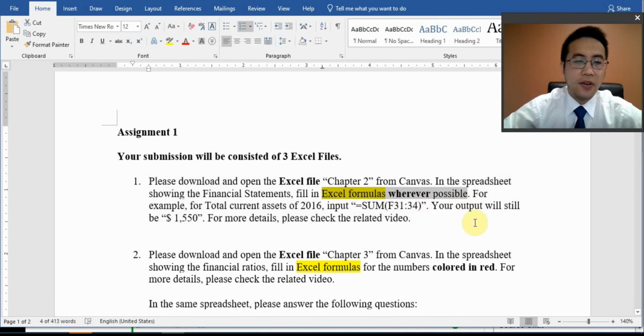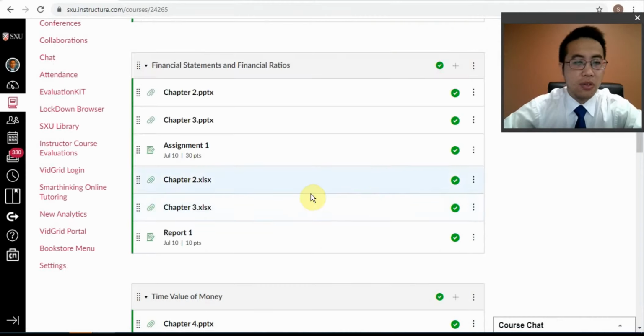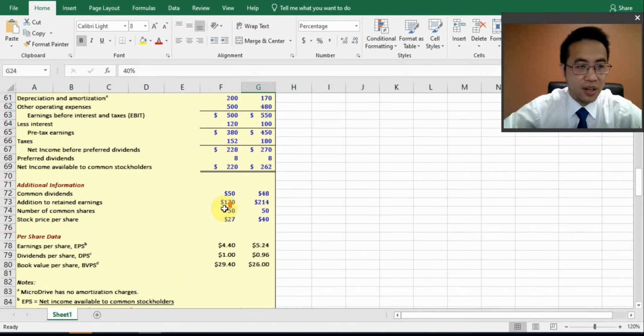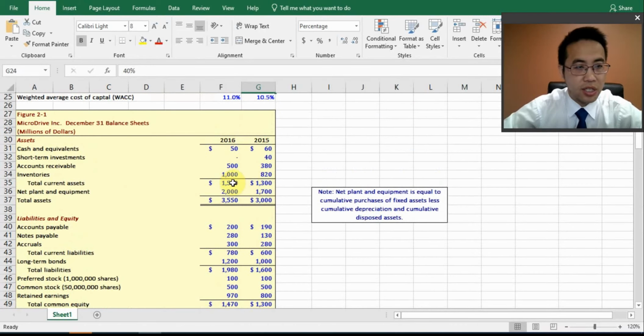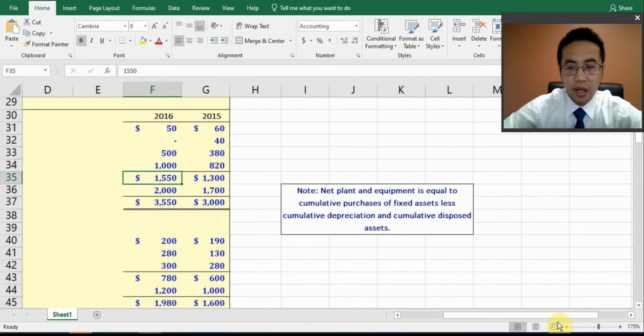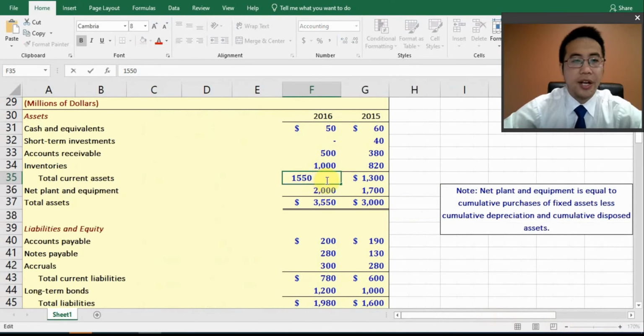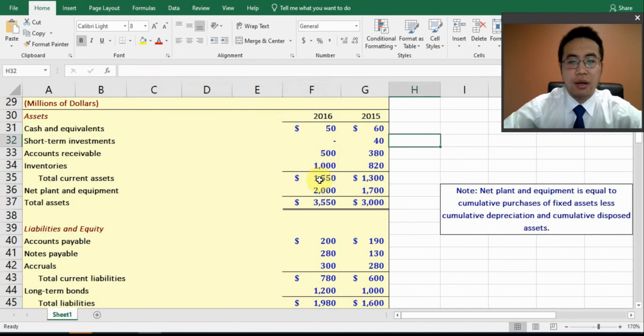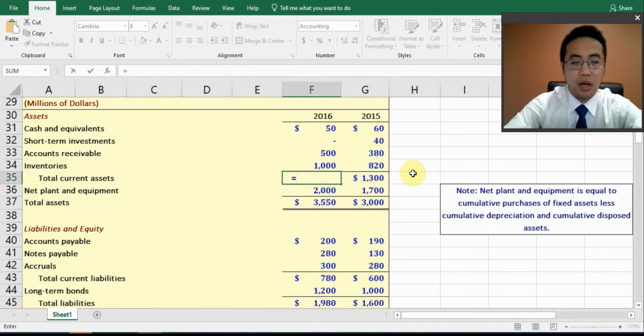All right, and I'll give you an example. For the total current assets of 2016, the newest year, you're gonna input a summation formula of Excel. So if you check the Excel formula right here, if you look at the balance sheet, it's right here. It is 1550. And if you double click on it, it just shows a number. As you can see, this is a formula bar for Excel. There is just a number, and that is not good enough.